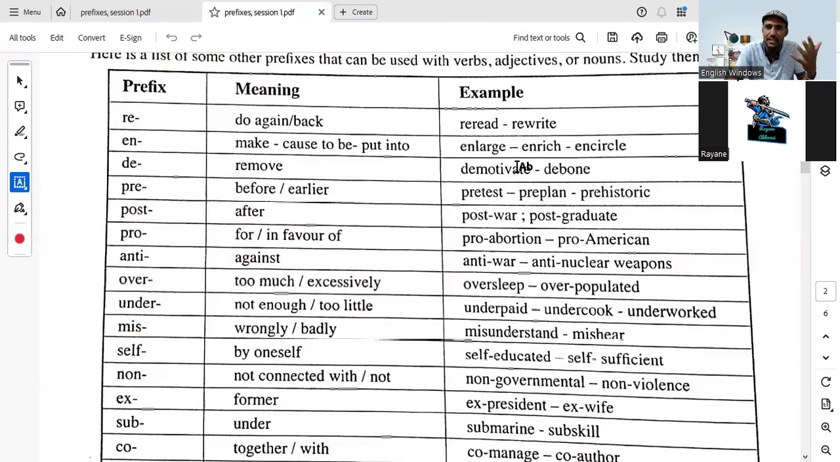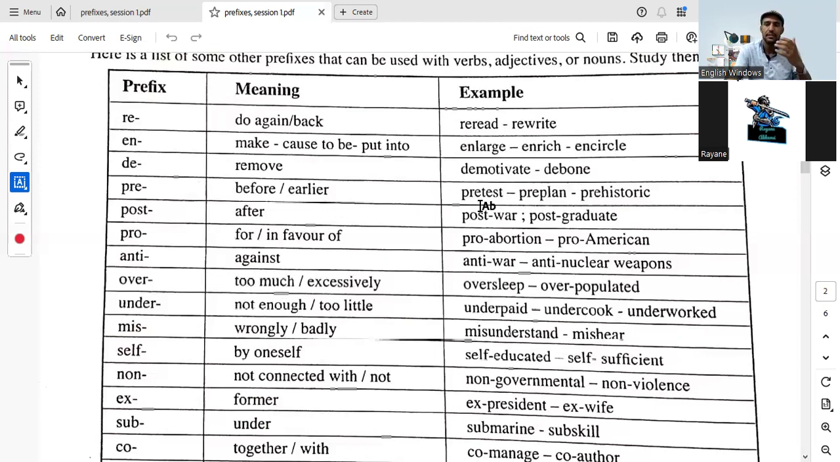Demotivate. It means to make someone demotivated, demoralized, right? Instead of motivating him, right? Debone, that means you remove the bones. That's the meaning of de here. Pre, it means you do something before or earlier.